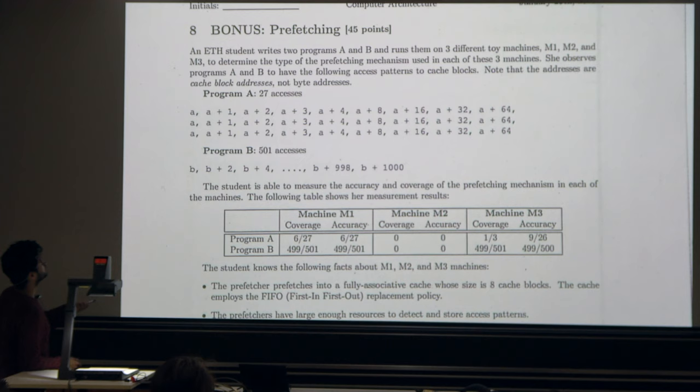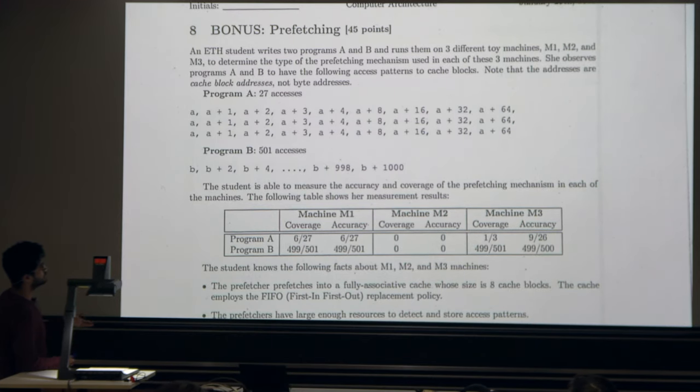An ETH student writes two programs A and B and runs them on three different toy machines, M1, M2 and M3, to determine the type of prefetching mechanism these machines are using. Now she observes that programs A and B have the following request access pattern. These access patterns are actually to the cache block addresses, not the actual addresses. So program A has 27 accesses, whereas program B has 501 accesses, and the access pattern goes like this.